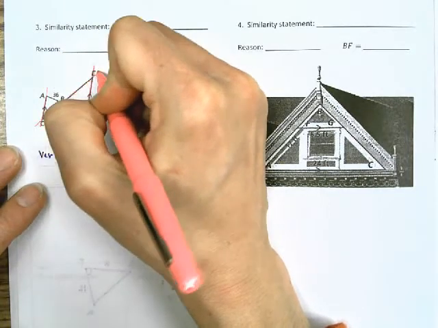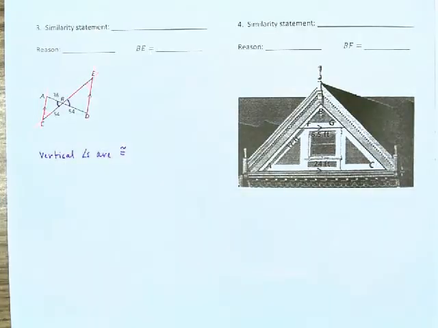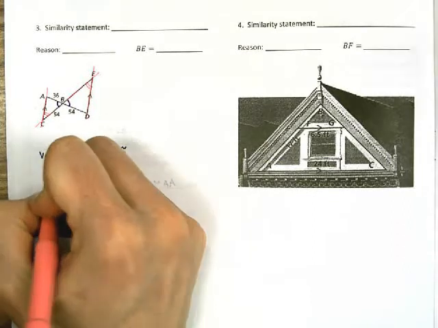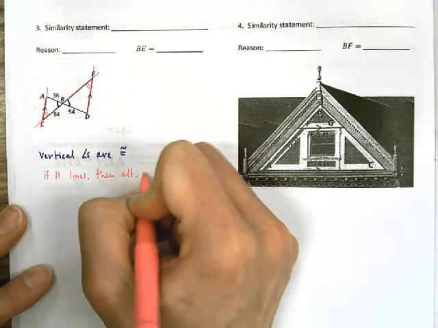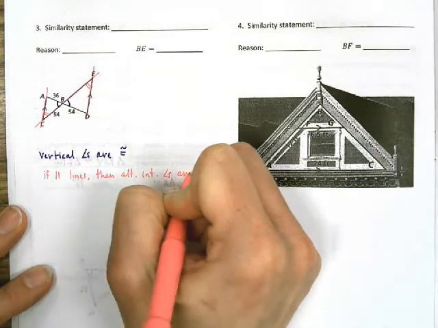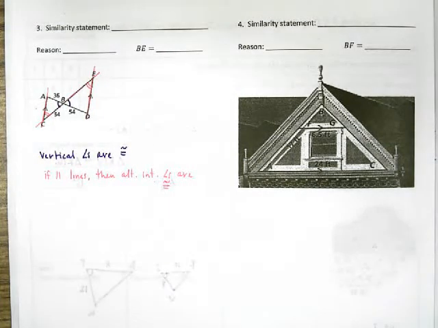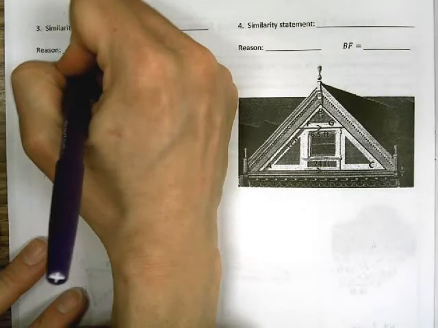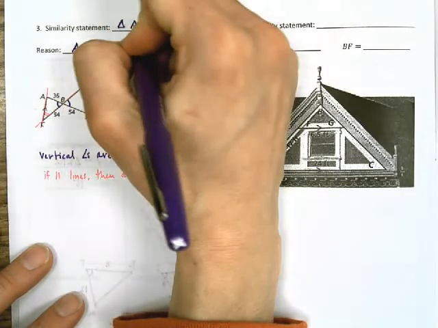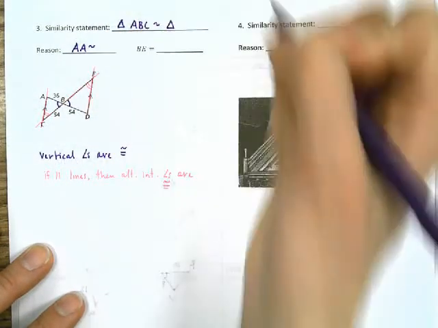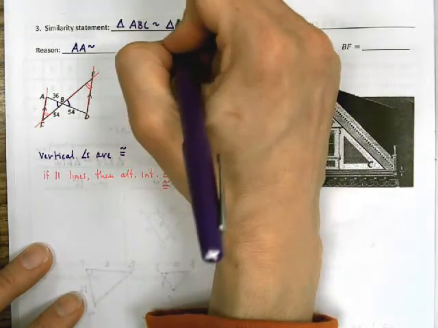So if I look at my transversal CE, I know that angle C and angle E here are going to be congruent, because if parallel lines, then alternate interior angles are congruent. So now I've got two pairs of congruent corresponding angles, so I'm similar by angle-angle similarity. My statement, I know triangle ABC is similar to triangle DBE.